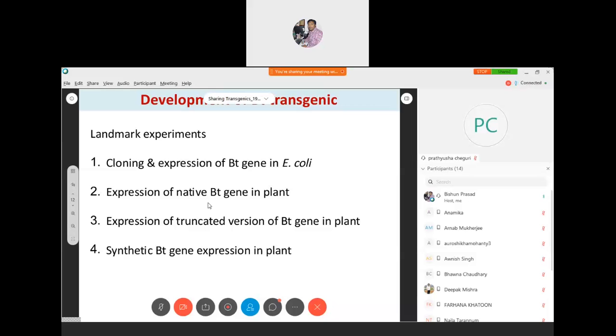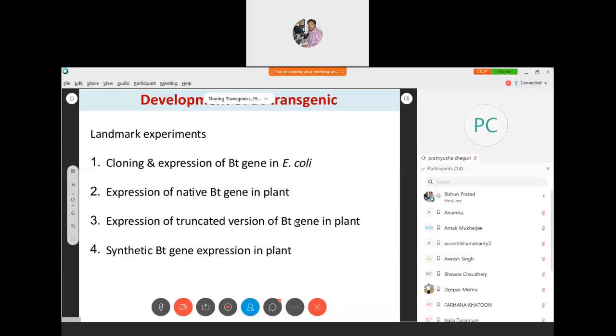So whatever native gene is present in Bacillus thuringiensis was expressed in the plant. Then since the size of the Bt gene is large, we can also try expression of a truncated version of Bt genes in plant. If we are able to delete some portion of the Bt gene, and if we get the same kind of efficacy against the pest, then we can use the truncated version of Bt genes.